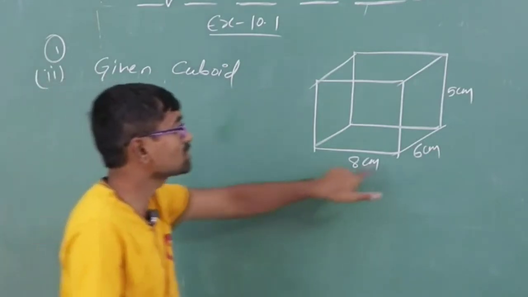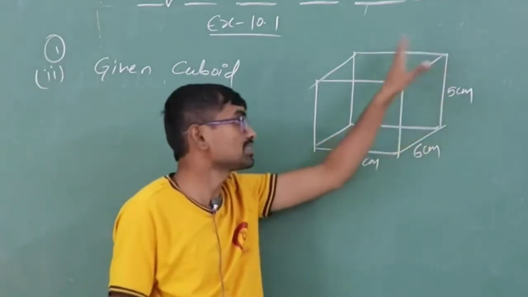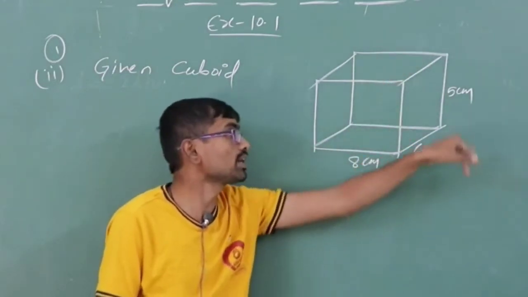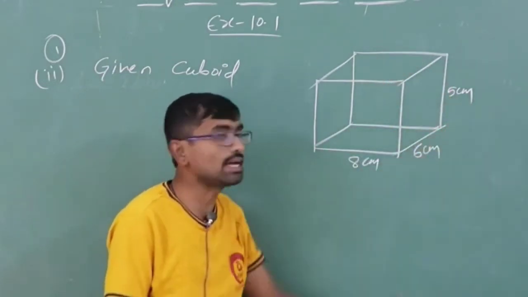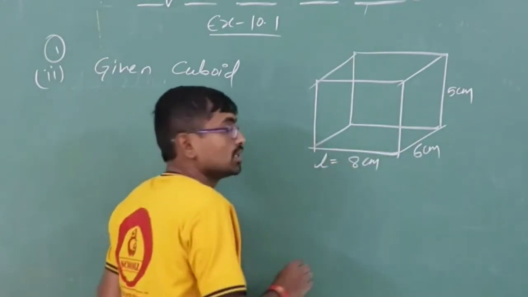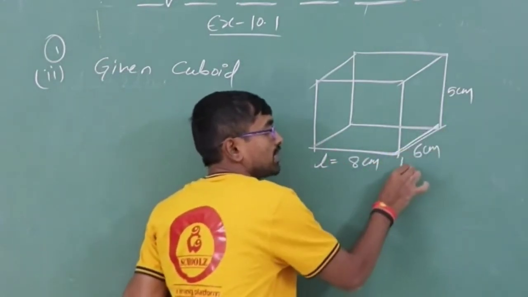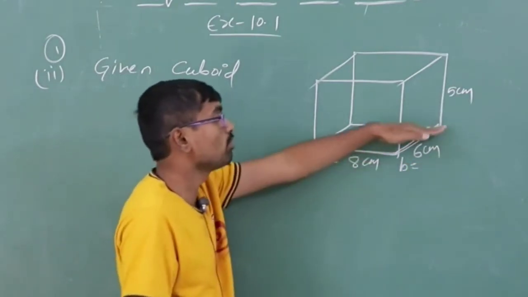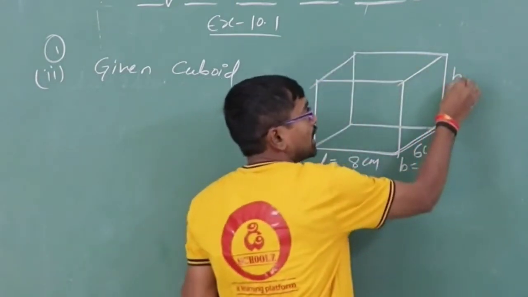How can we say so? The dimensions are different from each other. All the sides are not equal. They are different. Okay, so what are the dimensions? See here, this is the length. This base is nothing but the breadth, and from bottom to up is nothing but the height.